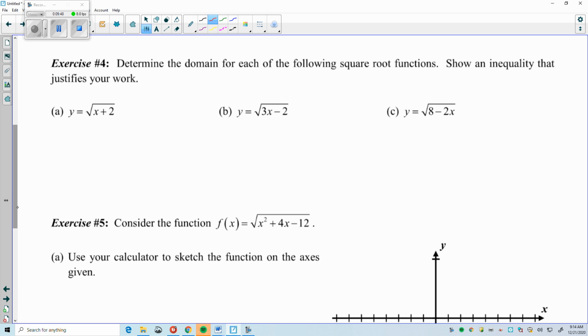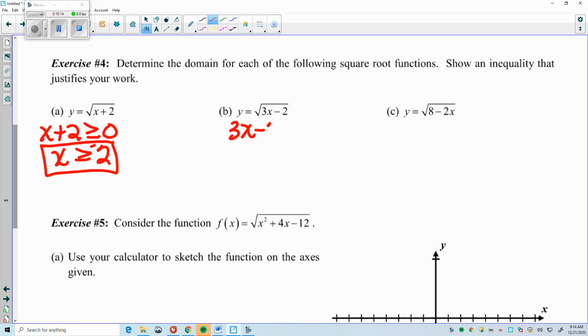Determine the domain for each of the following square root functions and show an inequality that justifies your work. So again, think about what we just did. We said this has to be greater than or equal to 0. So if I were to solve, our domain is greater than or equal to -2, meaning any value that's greater than or equal to -2 would work. That's the same for all of these.